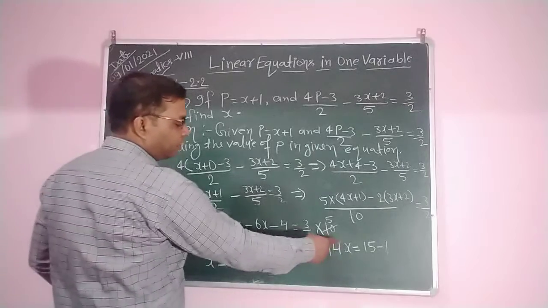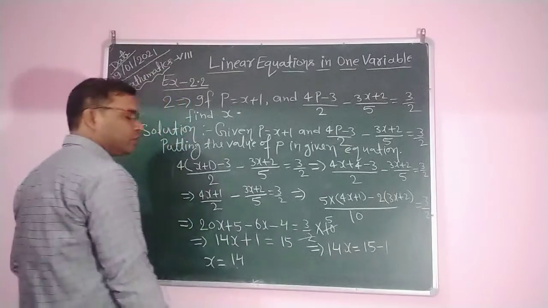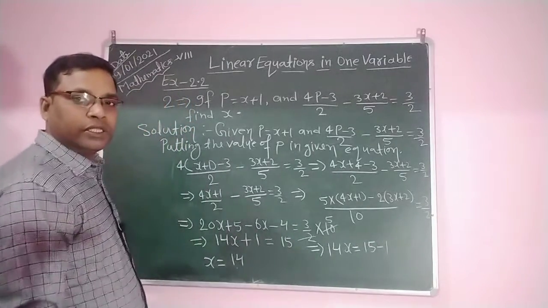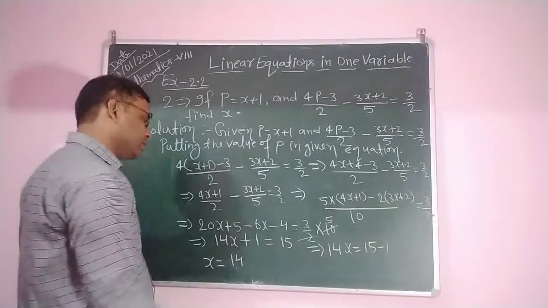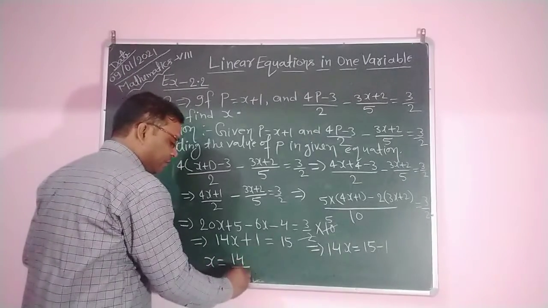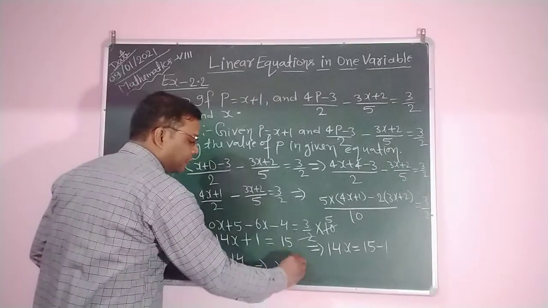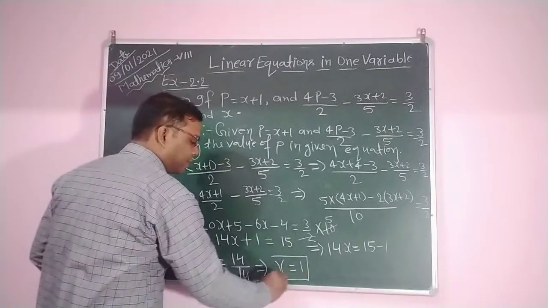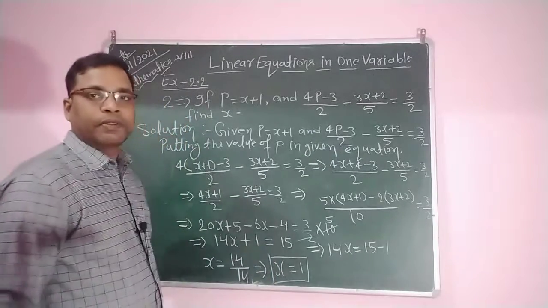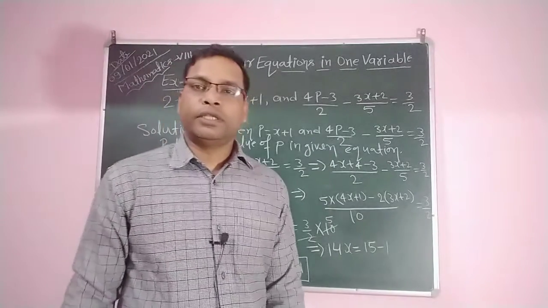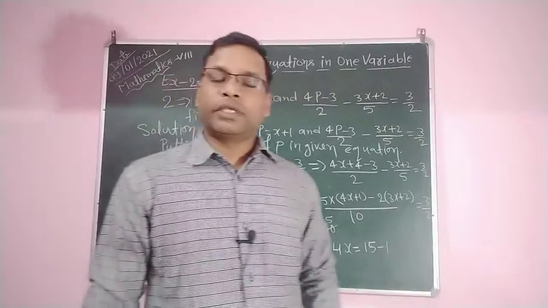And if you transpose this 14 to the right hand side, then it divides. So we get here 14 by 14. 14 by 14 is equal to what? So we get x is equal to 1. Clear? So I hope all of you understood this part of the exercise.